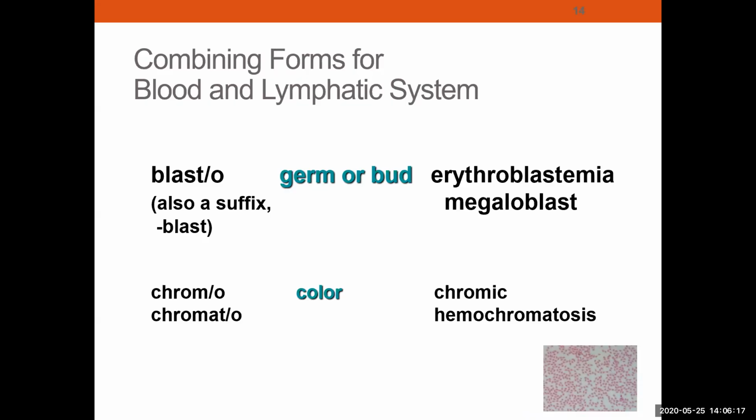Some of the terms that we're going to see: blasto is a germ or a bud. It could be a suffix as well. And so megaloblast would refer to a large germ or bud, or erythroblastemia, where erythro would be a red bud in the blood. Chromo or chromato is color, so chromic, pertaining to color, or hemochromatosis. So this would be like under a microscope where you're able to see, like this slide here, pictures of color in there.